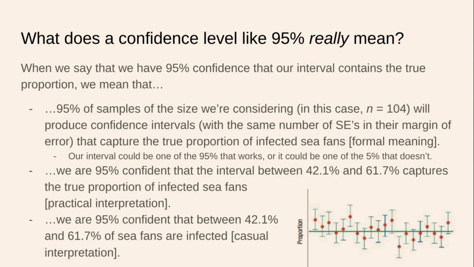That is a casual interpretation, and that's really the payload. That's really the information we're after. Give me a range of proportions of infected C fans that's likely to contain, very likely, 95%, a 19 out of 20 chance, of containing the true population proportion.